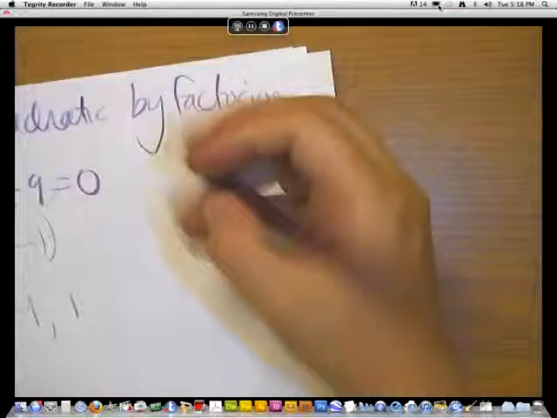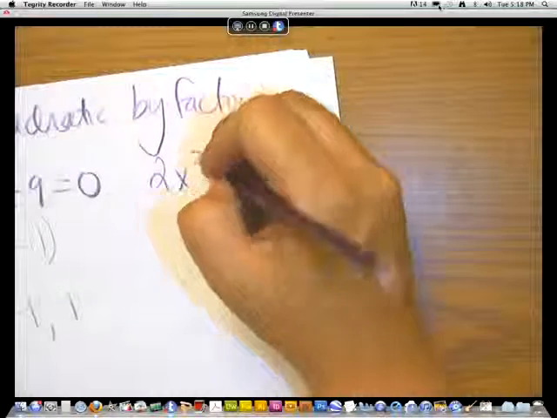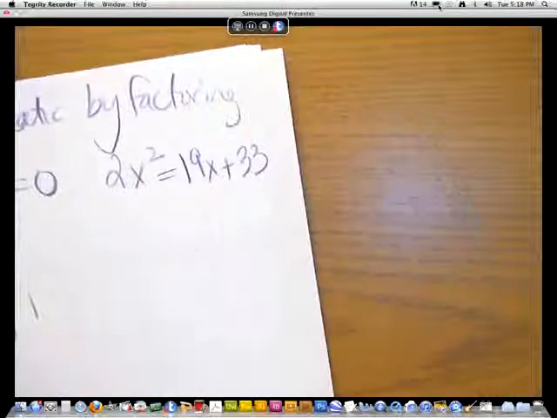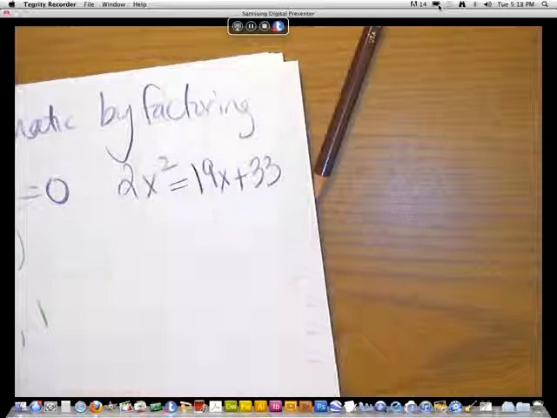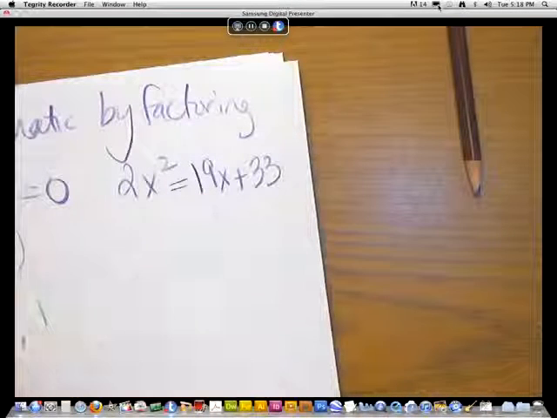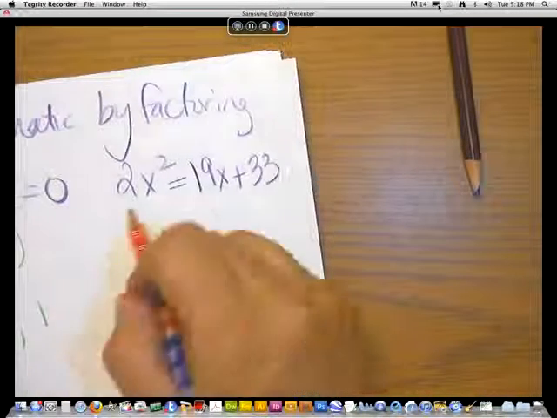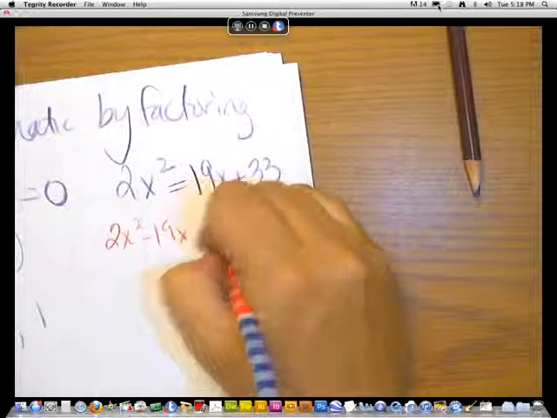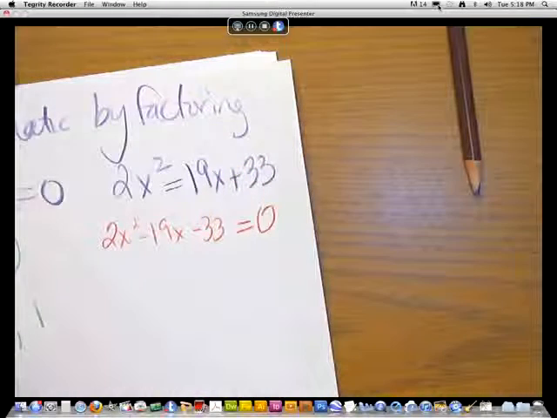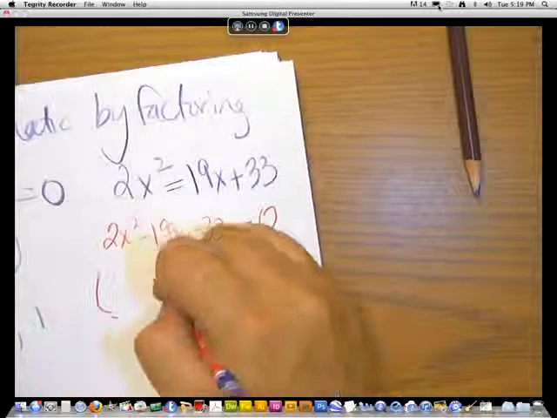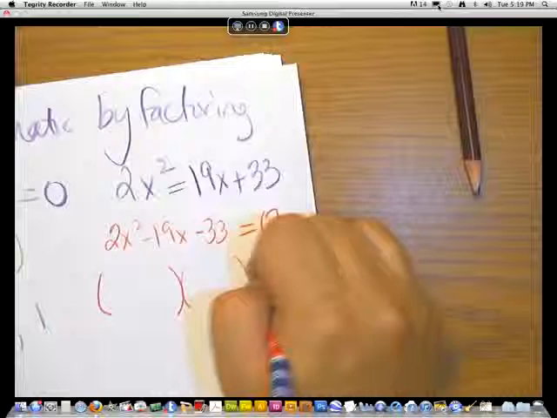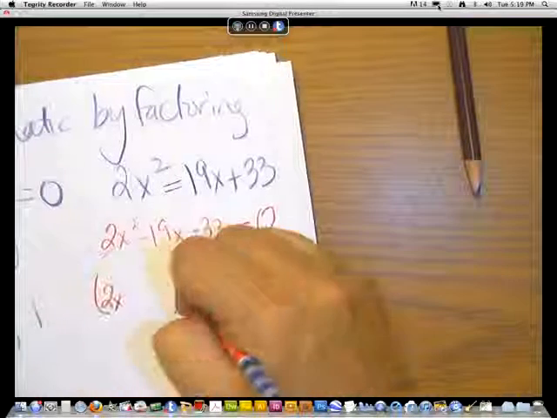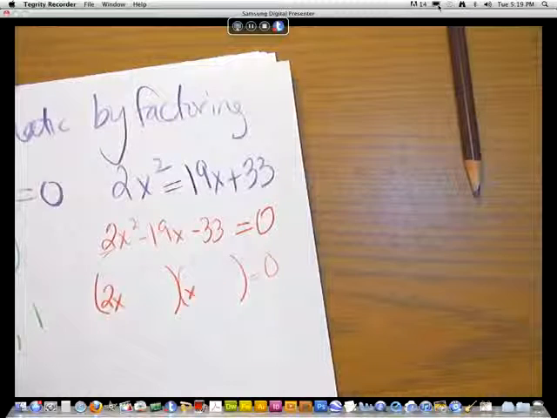Let's look at one more here. 2x squared equals 19x plus 33. Always want it to equal 0, and we always want our square to be positive. So we're going to move the 19x, and we're going to move the 33 so that it equals 0. You should be very comfortable and confident in factoring with a leading coefficient. 2x can only be a 2x and an x.